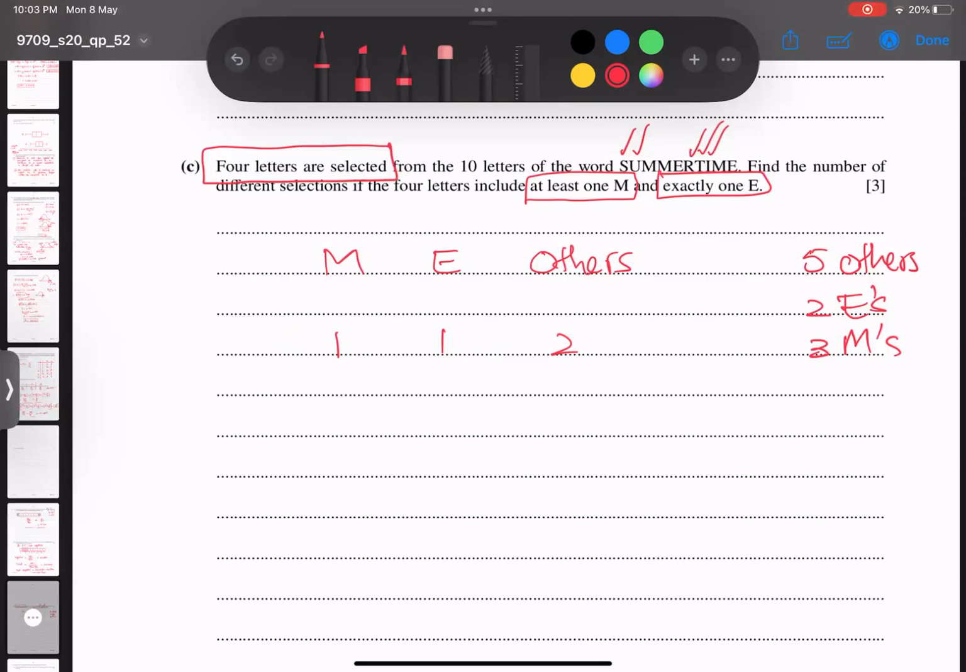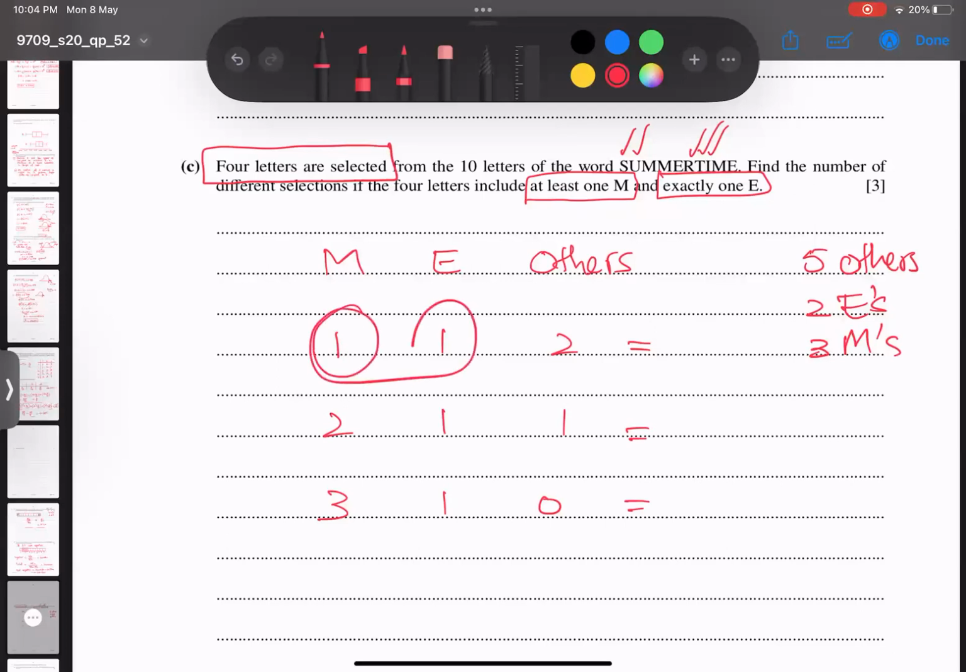If I increase the M and make it 2, because he said at least 1 M, then what happens? The E remains 1 because it is not changing, and here it is 1, because if you add them, it becomes 4. Now I make it M 3, so 3, 1, and 0. And there are no other possibilities. So let's find all 3 answers one by one.